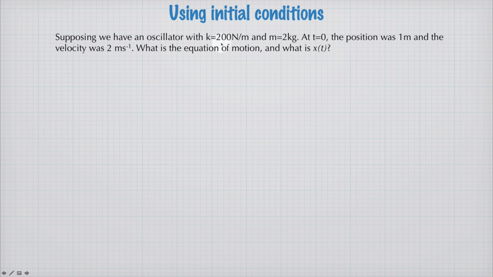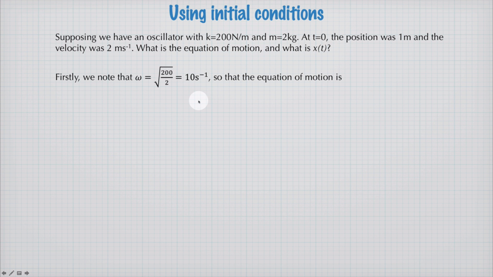Let's now have a look at an example of using initial conditions to completely specify the solution to a differential equation. As an example, we'll have some spring constant and some mass, and at time equal to 0, we have an initial position of 1 meter and an initial velocity of 2 meters per second. So what's the equation of motion, and what is x as a function of time? Well, to find the equation of motion, all we need to know is the resonant frequency omega. The resonant frequency omega is root k on m, so that's root 200 on 2, which is 10 seconds to the minus 1.